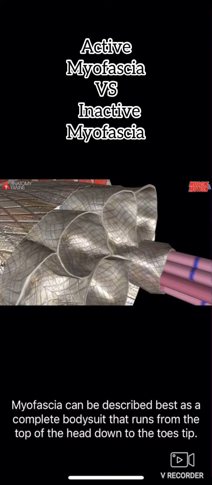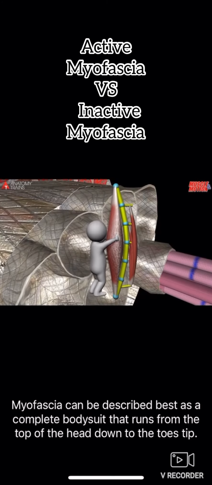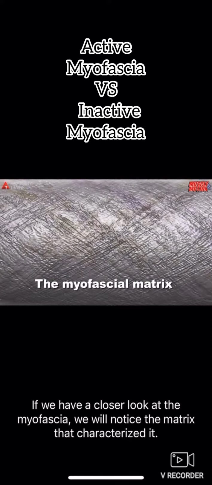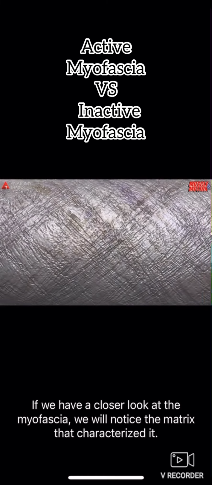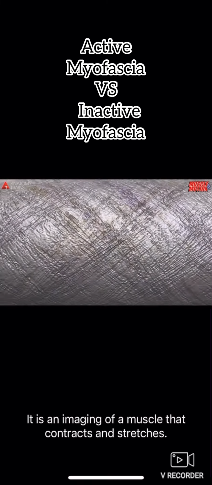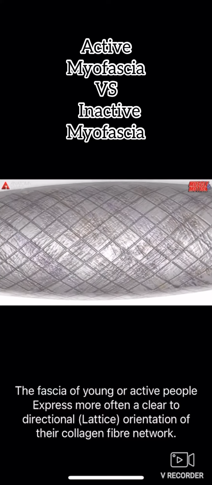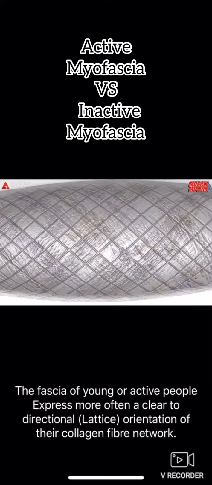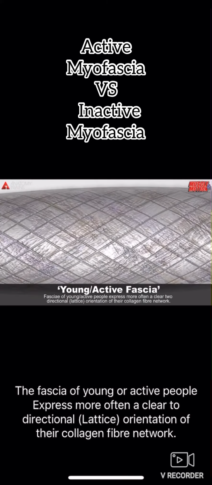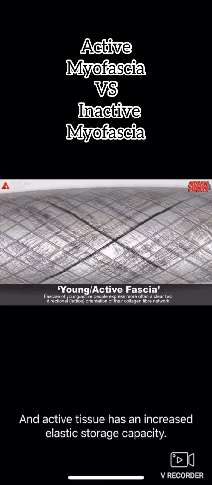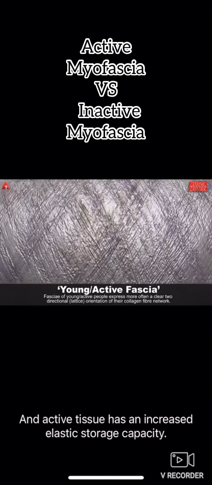Myofascia can be described best as a complete bodysuit that runs from the top of the head down to the toe tip. If we have a closer look at the myofascia, we will notice the matrix that characterizes it. It is an imaging of a muscle that contracts and stretches. The fascia of young or active people more often expresses a clear, two-directional lattice orientation of their collagen fiber network. An active tissue has an increased elastic storage capacity.